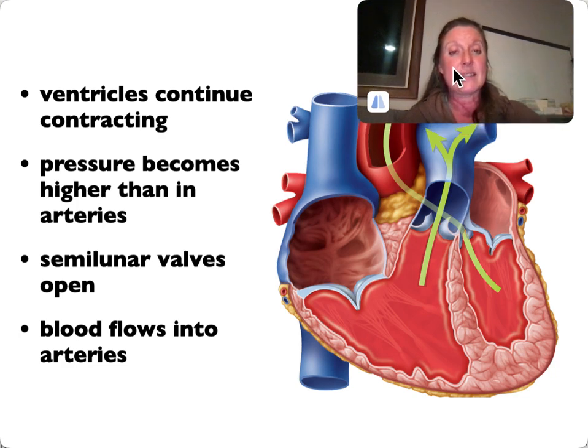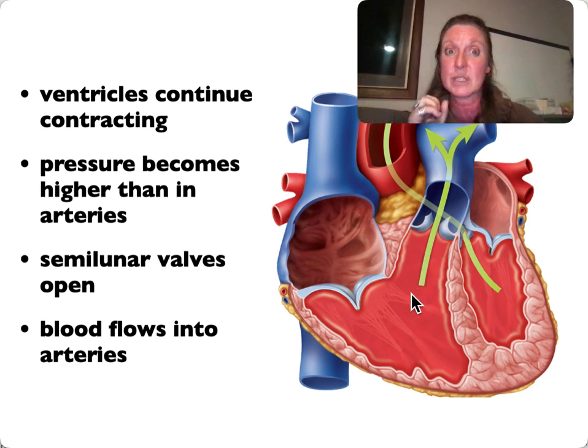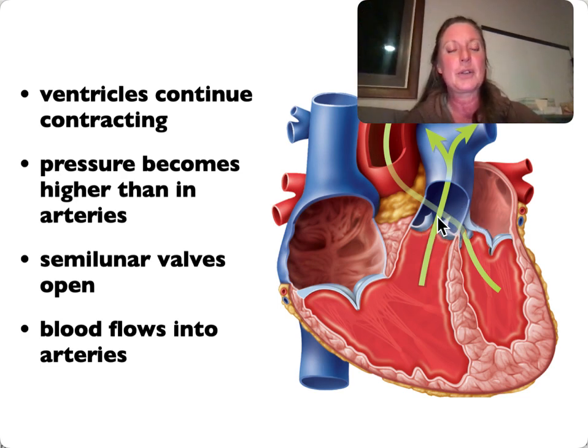Then what happens is that the ventricles continue contracting. The volume continues to get smaller. The pressure continues to get greater until the pressure in the ventricles is higher than the pressure in the arteries. At this point, the semilunar valves are pushed open. Right, there's this valve and there's this valve, are pushed open and the blood flows from high pressure to low pressure in the arteries. This is ventricular ejection.